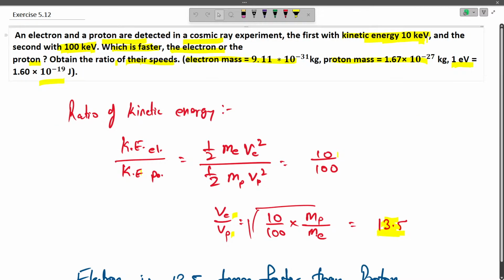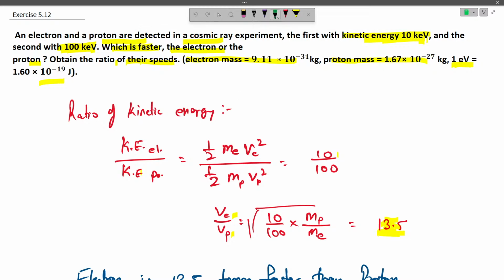It says that an electron and a proton are ejected in a cosmic ray experiment, the first with a kinetic energy of 10 electron volt and the second with 100 electron volt. Which is faster, the electron or the proton? Here the kinetic energy of the electron and proton are given. We know the expression for kinetic energy, that is half m v square. Now we have to tell whether the speed of the electron is faster or that of the proton.